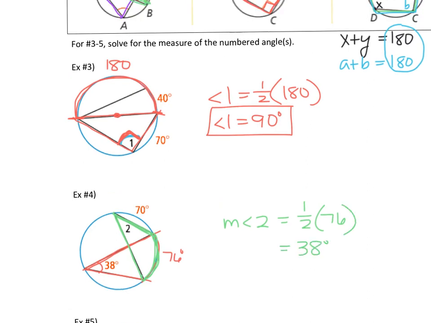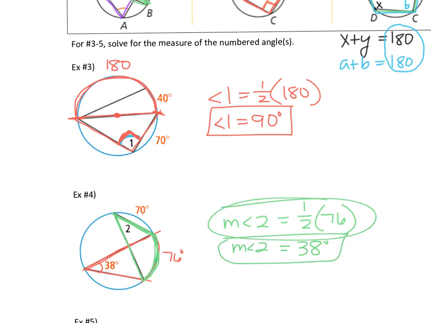Okay, but now here's the thing. You didn't have to do the work. You didn't have to do this part of it, because you saw that a 38 opens up here and angle 2 opens up to the same arc. If they open to the same arc, they are the same measure. So technically I don't need to see this, because once you see that this is 38, you know that that is 38 also.